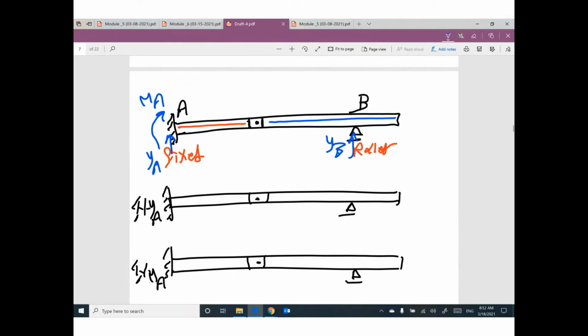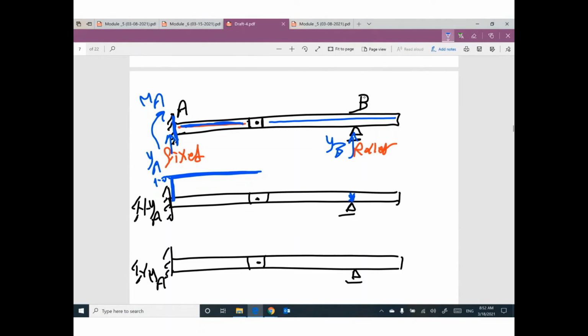Push your support A up by 1. Remember, you are pushing a fixed up. If you're pushing a fixed support up, the fixed will move up and the attached part will move up with the same value. Because fixed is a special case. And the part attached to this fixed must follow this fixed support if you move it up by 1. Any other support will remain without movement.